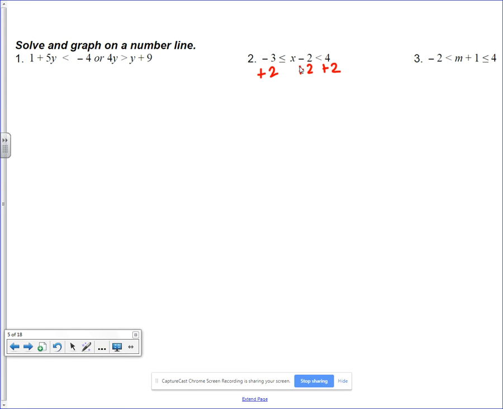You guys see how it's kind of chunked into 3 sections? I have a left, a right, and a middle, yes? So I need to add 2 on the left, the right, and the middle. So now I have -1 is less than or equal to x is less than 6. Now is the variable alone? It is. So I'm ready for my number line. A -1 and a 6. Closed on which one? The -1. Open on the 6. Where is the variable? Between them, in the middle, so that's where you will shade.